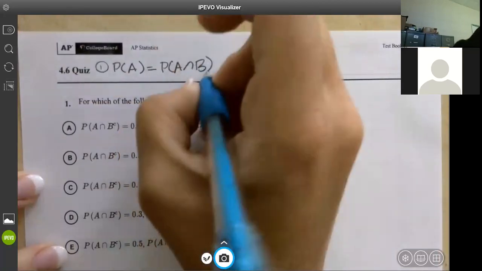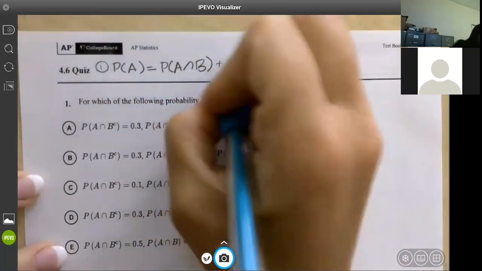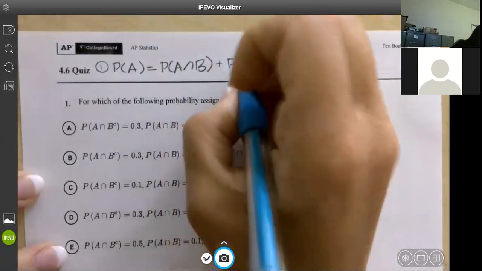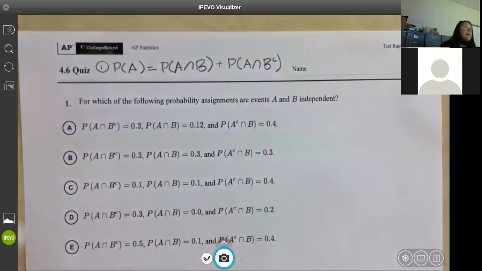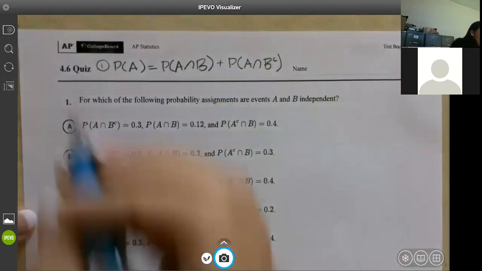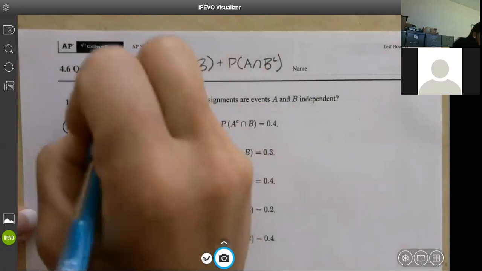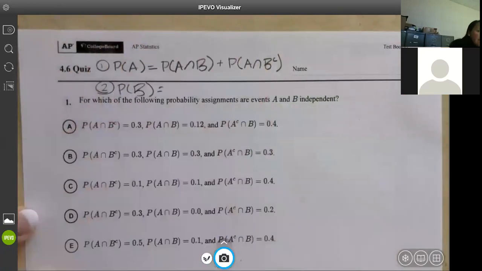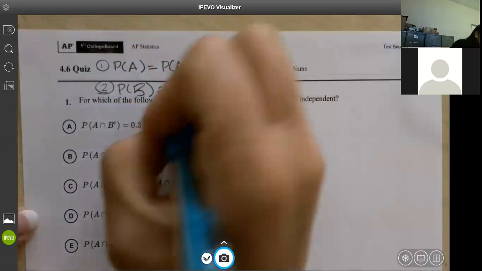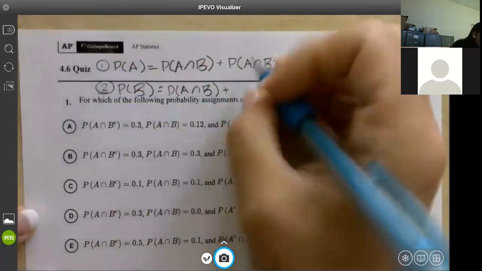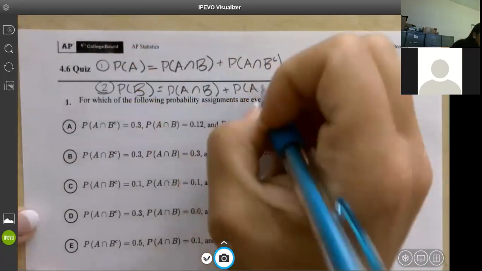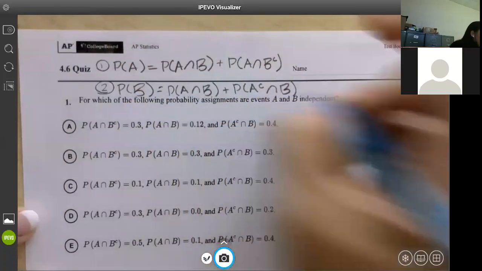is the probability of A and B plus the probability A and not B. So that will take B away from it, okay? So that'll get rid of the B. You also need to find the probability of B singularly, and it's basically the same thing, probability of A and B, but it's the probability of not A and B.